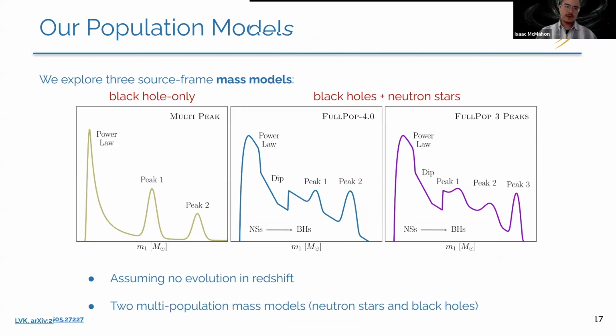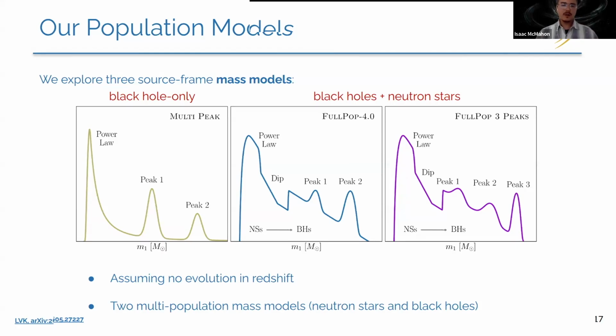So previously, I talked about jointly inferring the cosmology parameters with population parameters. And now I want to talk about the models that we use to actually say what the shape of our mass distribution is. We explore 3 different source frame mass models. They are called the multi-peak on the left here, the full pop 4.0 in the middle, and the full pop 3 peaks on the right. The multi-peak distribution is a black hole only distribution, so this one excludes neutron stars, and the other 2 do include the neutron star distribution in their model.